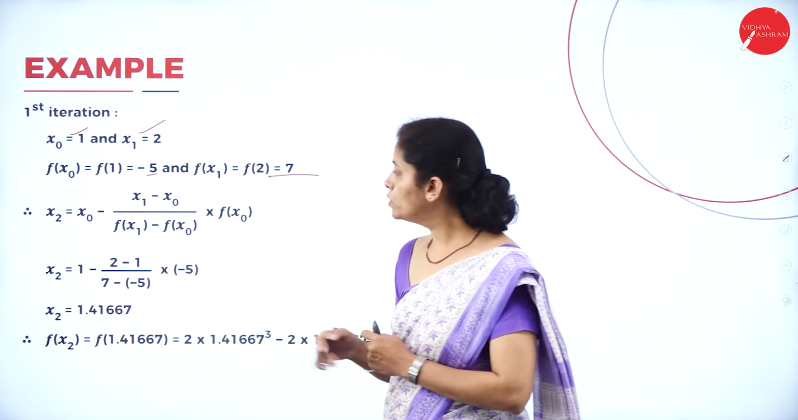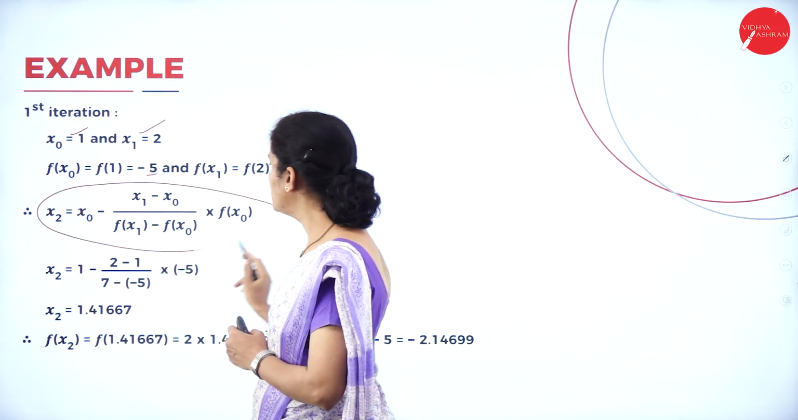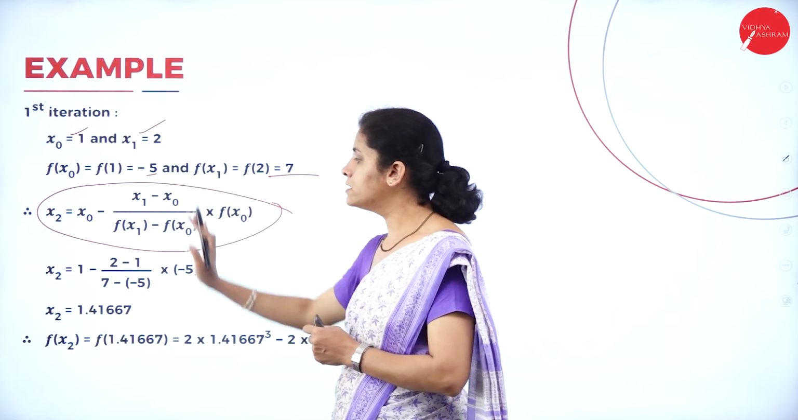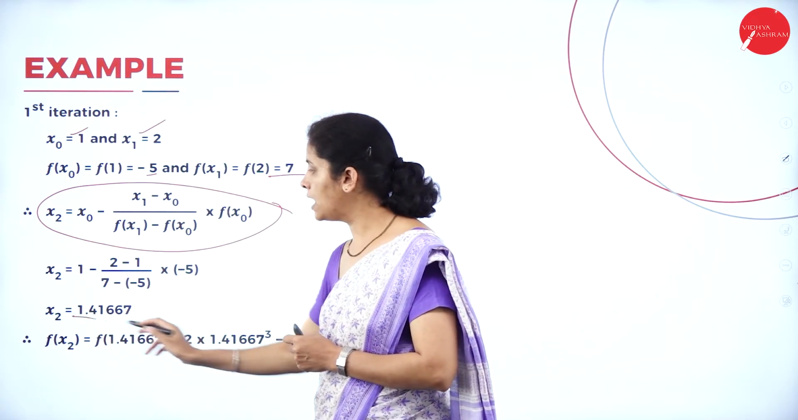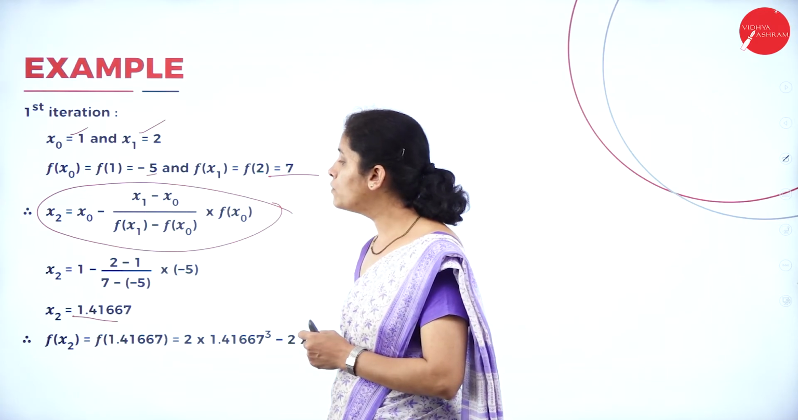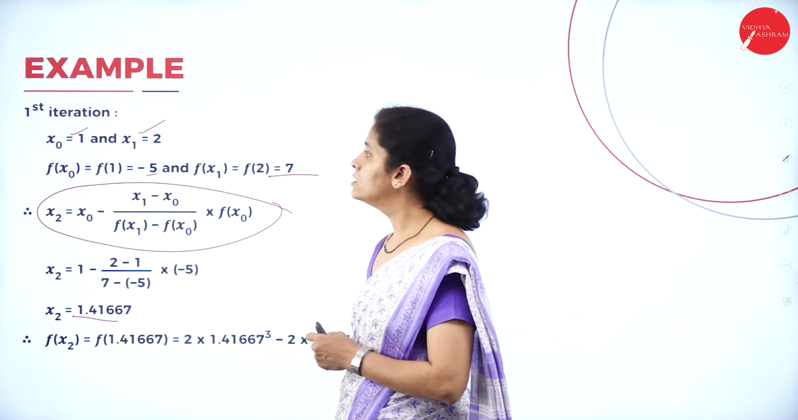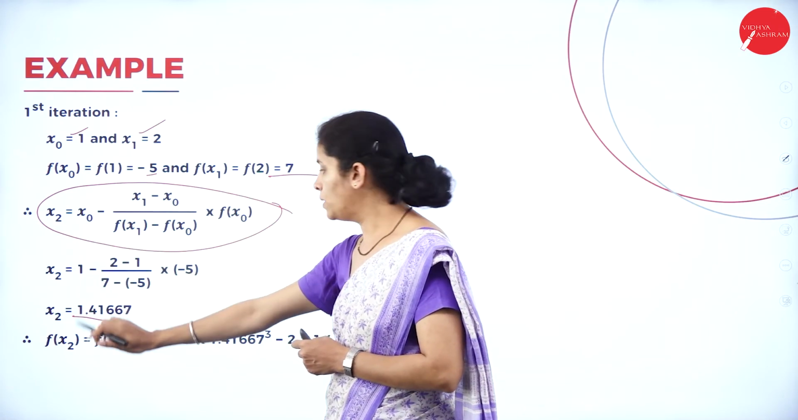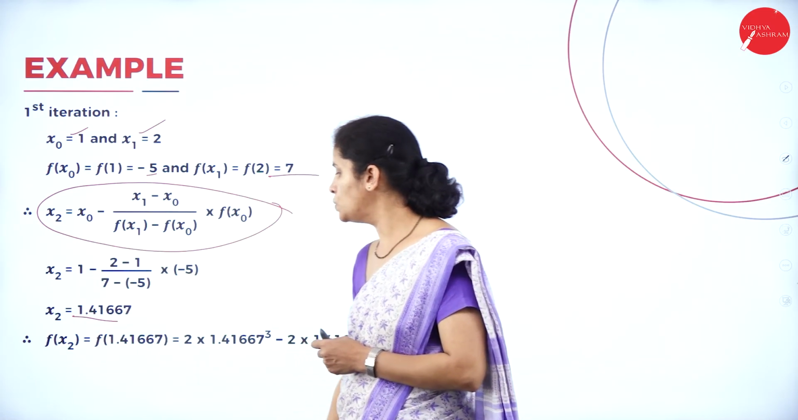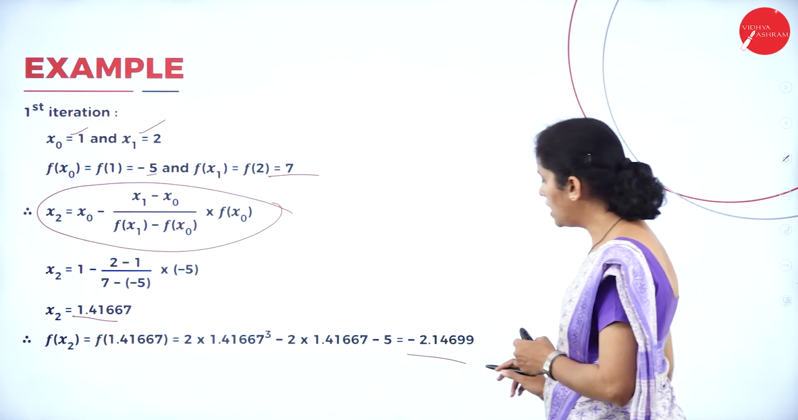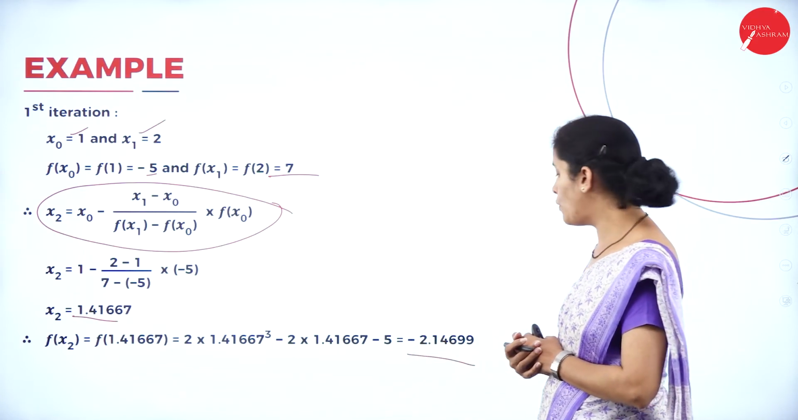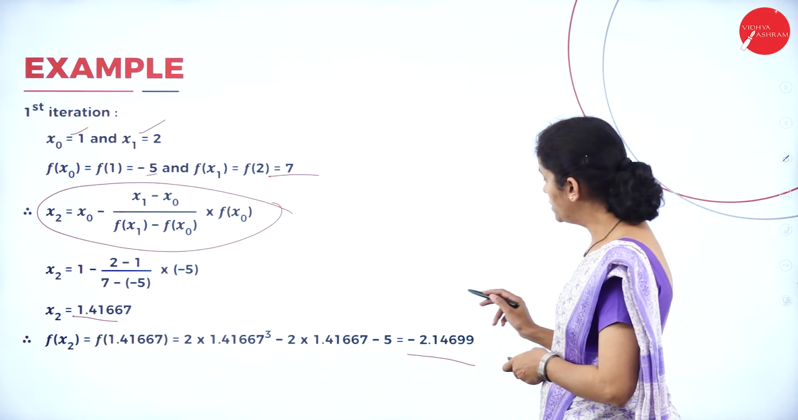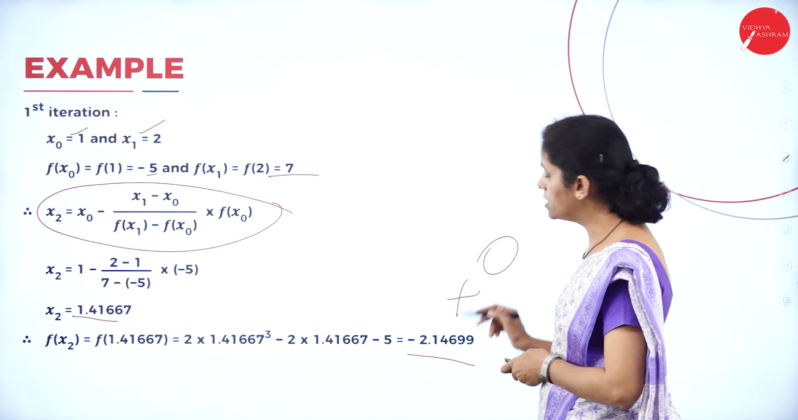Okay, now what I'm going to do, I have the secant method formula. Now I'm going to substitute the value. After substituting, I'm going to get the answer 1.41667. So this is my first iteration. And what is my f of x2? That is, I got the answer minus 2.14699, which is not equal to 0.